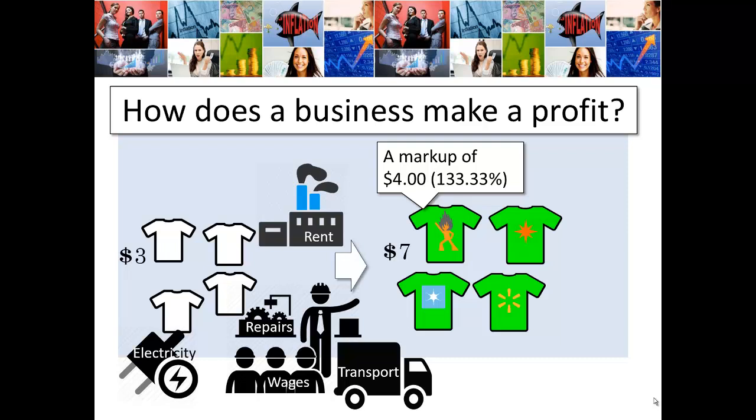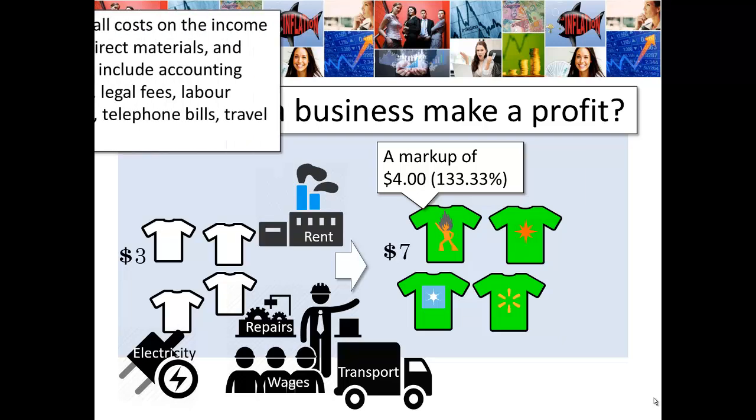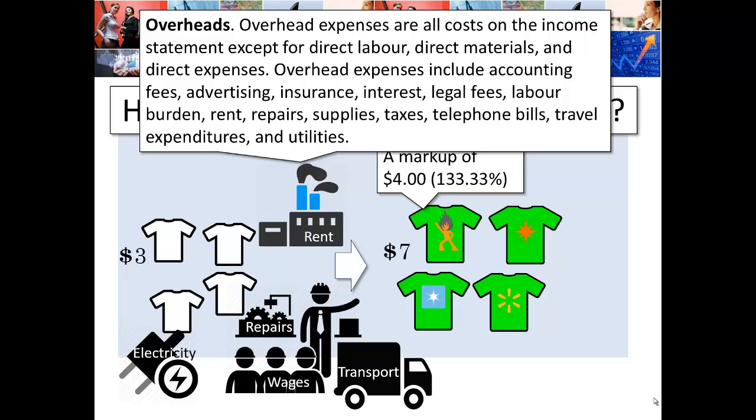But of course they're not just the costs of those components that are bought in. There's business expenses such as rent, electricity, repairs and maintenance, wages of the staff and transport of the goods. And these are called overheads. Now overhead expenses are all costs on the income statement except for direct labour, direct materials and direct expenses. Overhead expenses include accounting fees, advertising, insurance, interest, legal fees, labour, rent, repairs, supplies, taxes, telephone bills, travel expenditures and utilities. And that's not an exhaustive list.